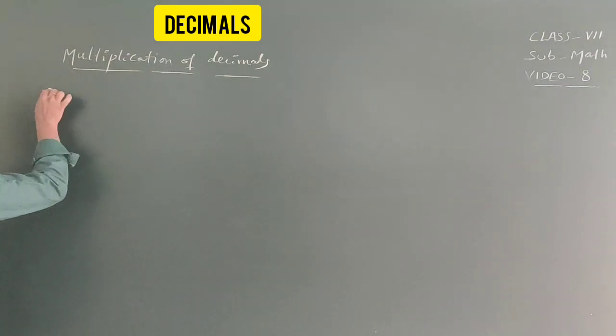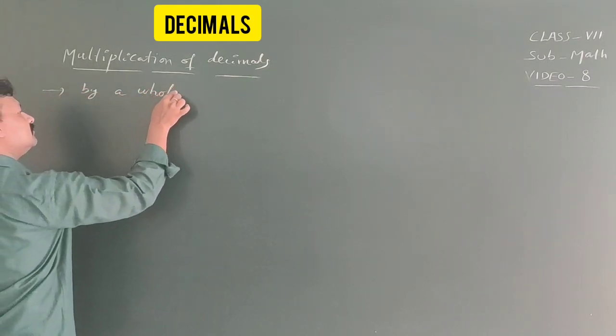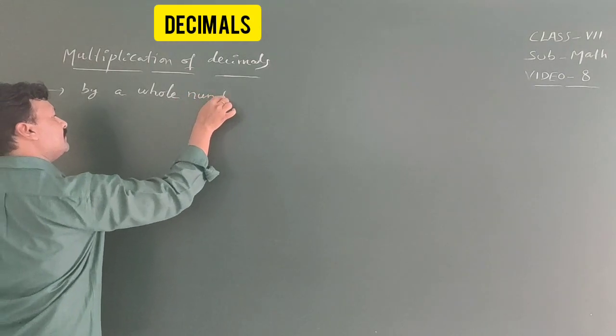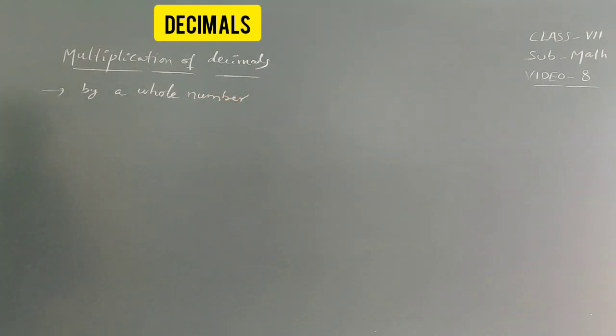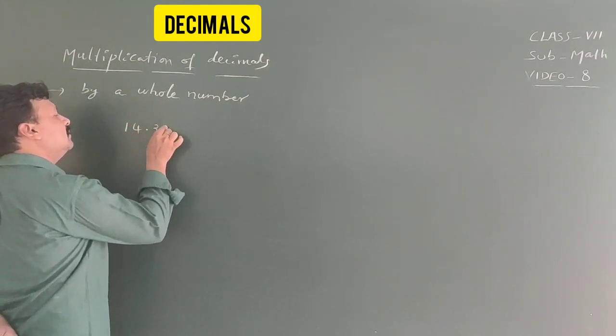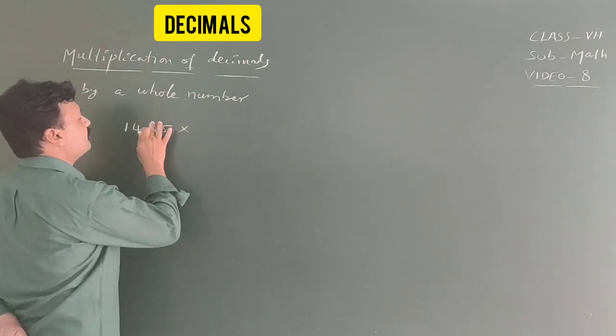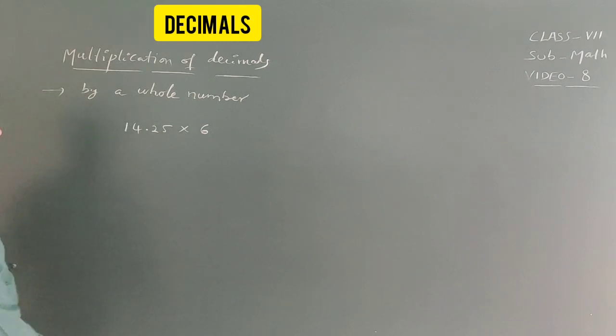Now, multiplication of a decimal by a whole number. For this one, multiply the decimal without the decimal point by the given whole number. For example, here 14.25 is multiplied by 6.